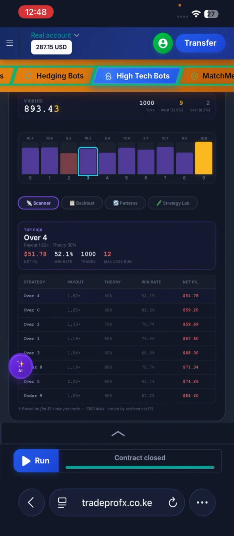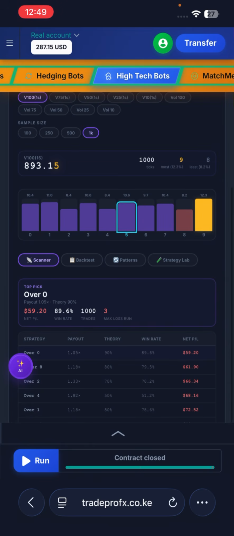Anywhere you see any red, remember it's a drawdown. If you are trading on over 4, you will be at a drawdown of 53, 51 right now. Remember, you can see it is changing. The reason is it's updating theoretically using the statistical data on the current tick which is happening. For the past ticks, if you are trading under 7, that will be the drawdown right now. If you are doing over 0, that will be the drawdown.